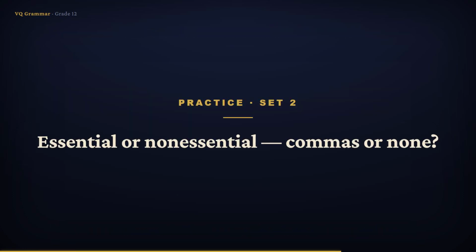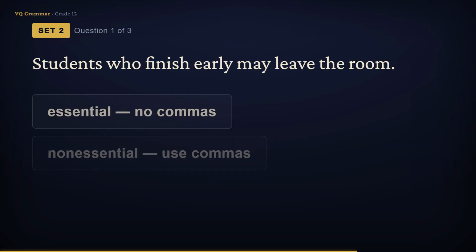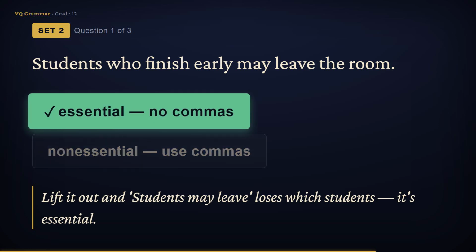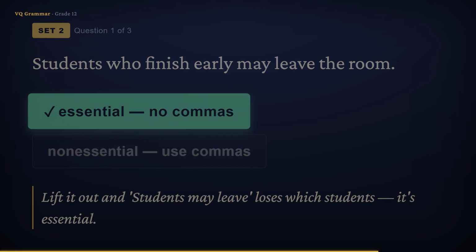Now for the commas. In this second set, decide whether each adjective clause is essential or non-essential. Use the lifted out test. Pull the clause and see if you still know which one. Pause and choose before I answer. Students who finish early may leave the room. Try the lifted out test. Remove who finish early, and you are left with students may leave the room, which now means all students. We've lost the point. Because the clause tells us which students, it's essential, and essential clauses take no commas.